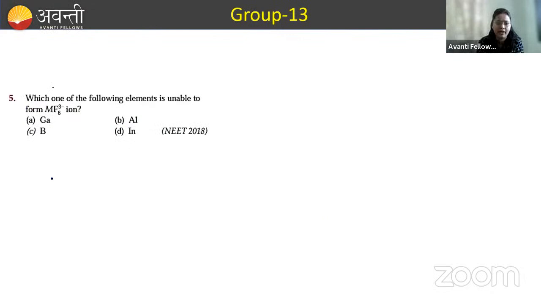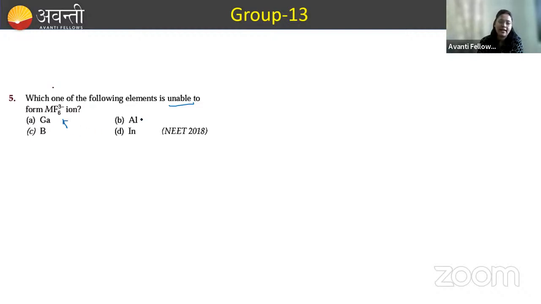Which one of the following elements is unable to form the MF6 3- ion? Gallium, aluminium, boron, and indium. So this is a very simple problem. Just now we have talked that as we move down, the +3 oxidation state goes on decreasing. So यहाँ पे हम लोगों को ये कहा गया है कि the element which will be unable to form the MF6 3- ion. So MF6 3- ion means what? There are 6 ligands attached to a central metal atom.